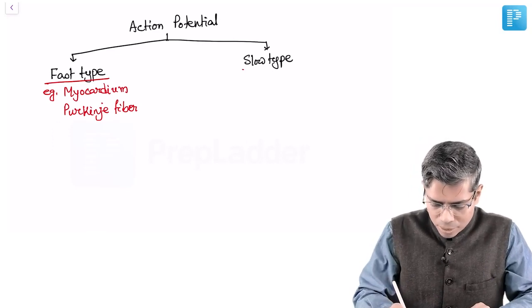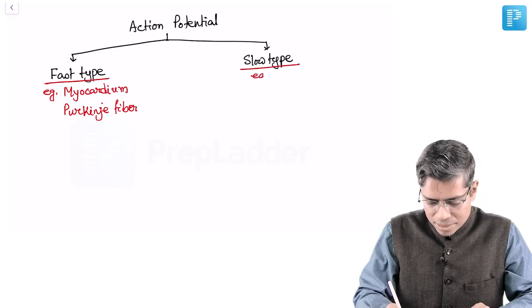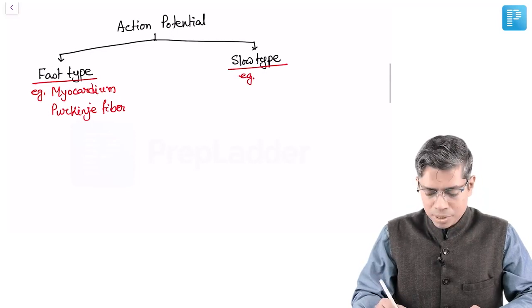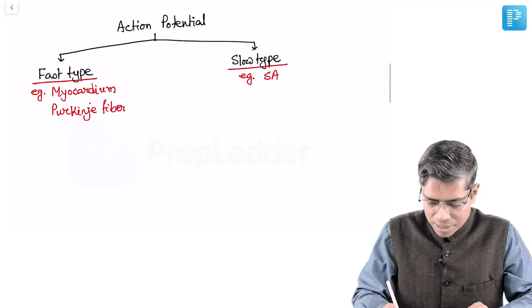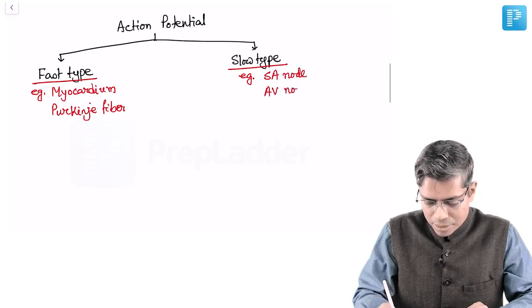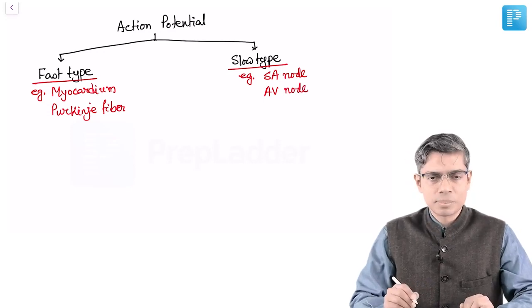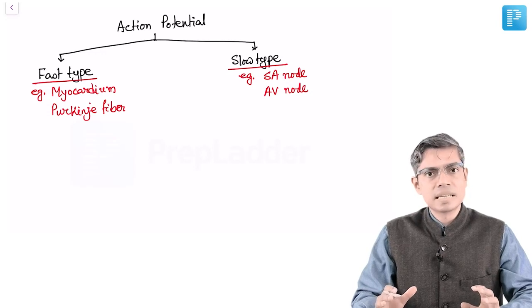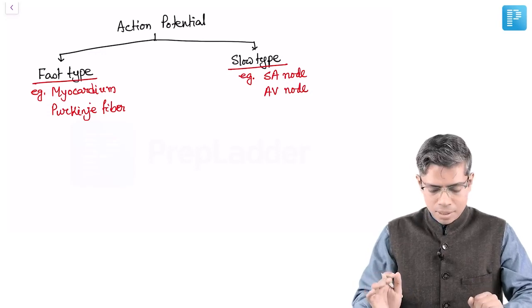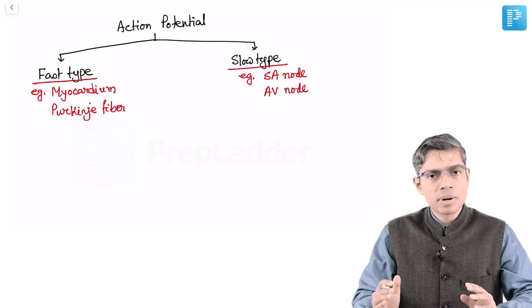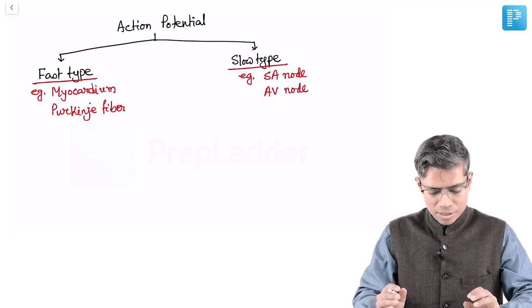Now if you look at the slow type action potential, it is typically seen in nodal tissue, that means in the SA node as well as the AV node typically. In the Bundle of His also this slow type of action potential is seen, but typically it is the SA node and AV node. Why it is known as fast type and why it is known as slow type, you will understand. Just hold on.